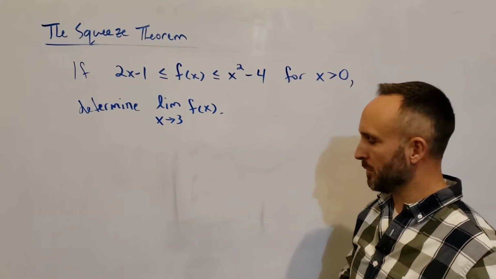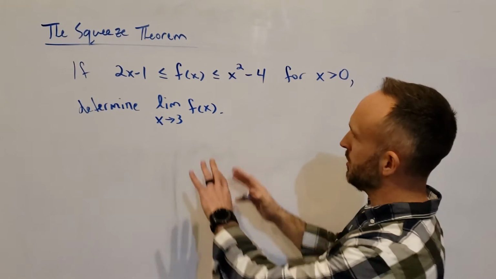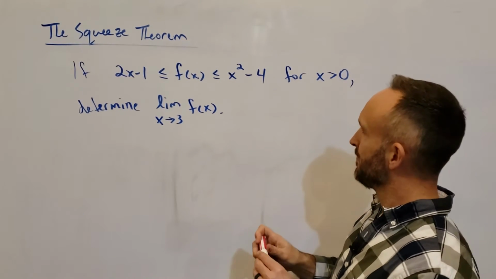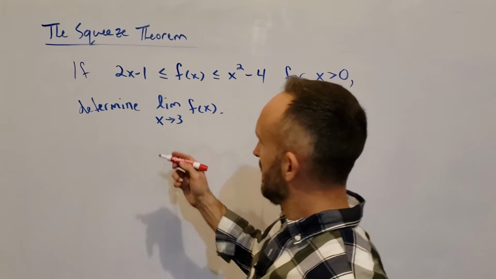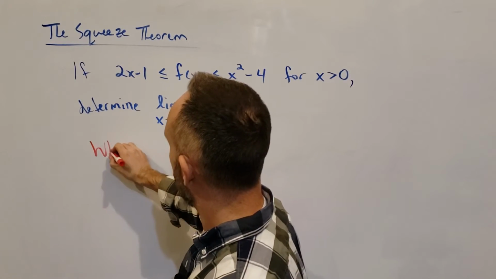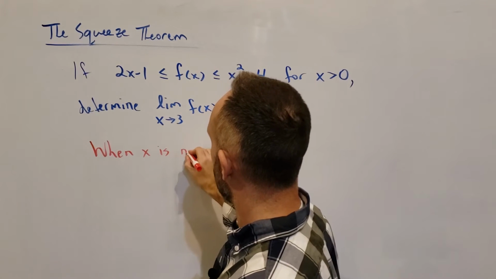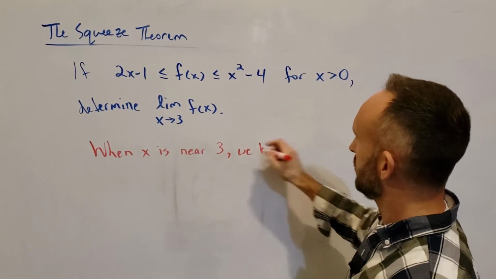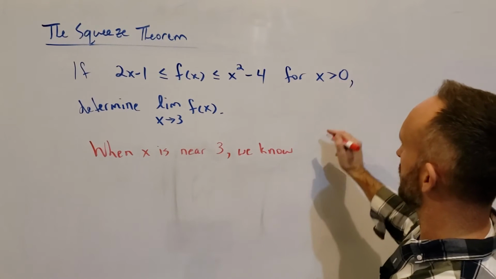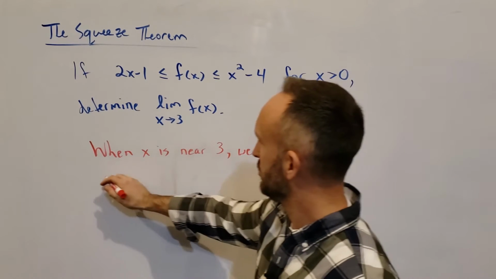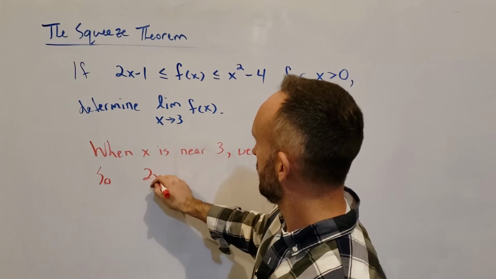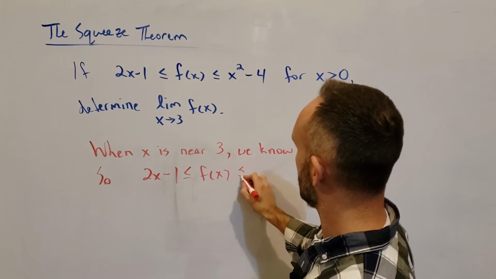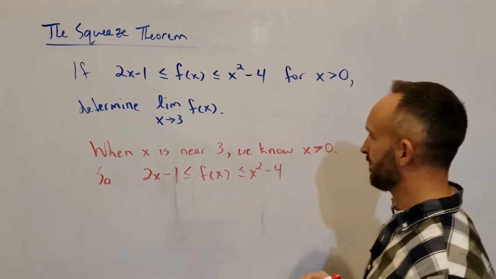So I just made up this problem so we could illustrate the squeeze theorem. So don't worry about where these numbers or functions came from. I made those up. So what we see here is that when x is near 3, we know that x is greater than 0. So it's true that near 3, 2x minus 1 is less than or equal to f of x is less than or equal to x squared minus 4.